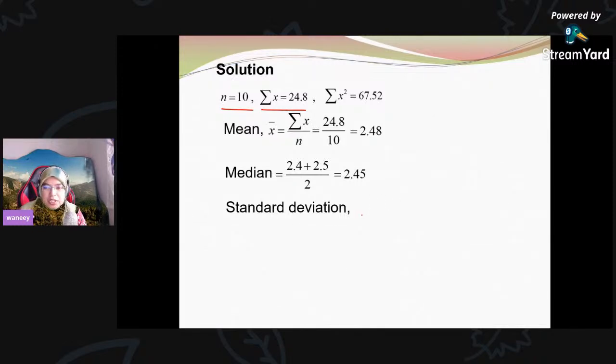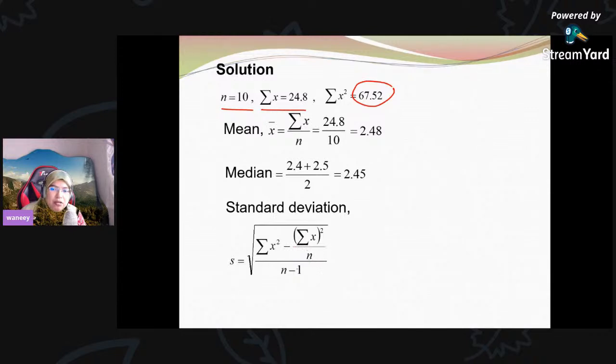Okay, so now the standard deviation, that is the square root of the summation of x squared minus the summation of x, squared, over n, all over n minus 1. I already have the summation of x squared, which is 67.52, minus the summation of x, which is 24.8. You square them, and then divide by n, which is 10, over 10 minus 1, which is 9. So the value for your standard deviation is equal to 0.818.